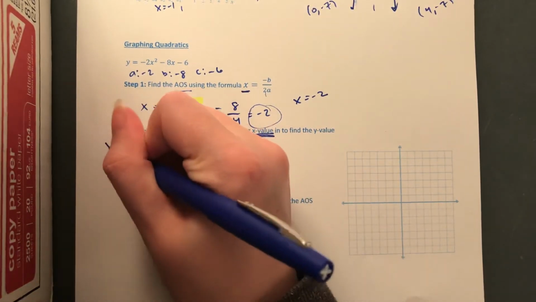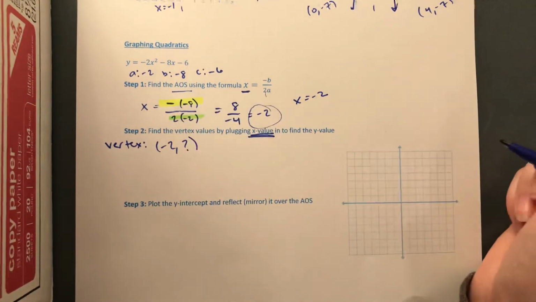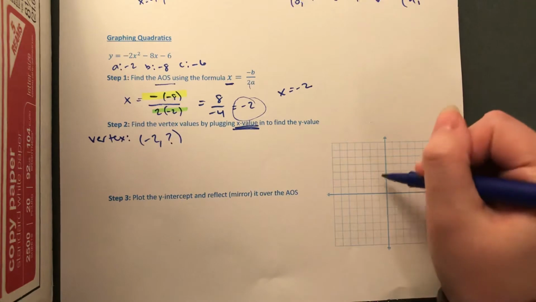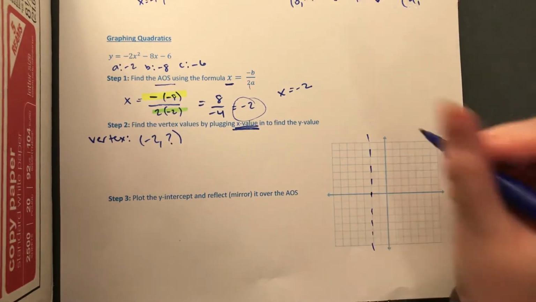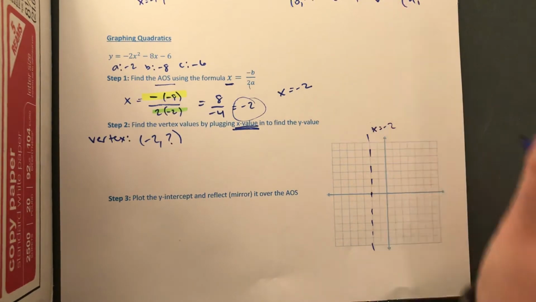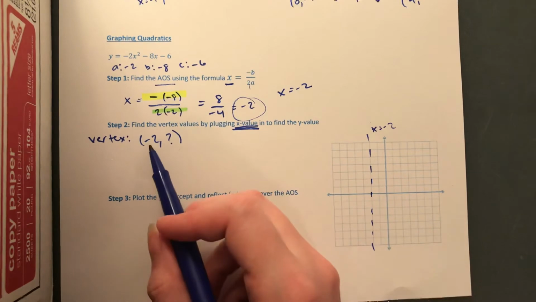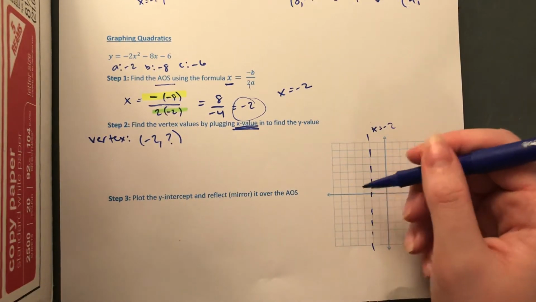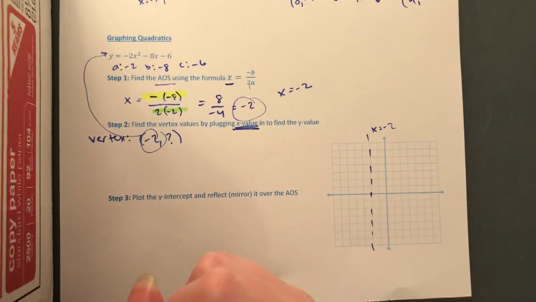So I'm going to come over here. I know my vertex is -2 something. I don't know what. So I'm going to come over here to my graph, and I'm going to draw on my dotted line at -2. There's -2. 1, 2, 3. So here's my axis of symmetry line, x equals -2. I know that my parabola is going to be mirrored around this line. And I know my vertex is going to live somewhere on this line. I just need to solve where exactly it lives. And to do that, you plug the x value back into your original quadratic to get the output.